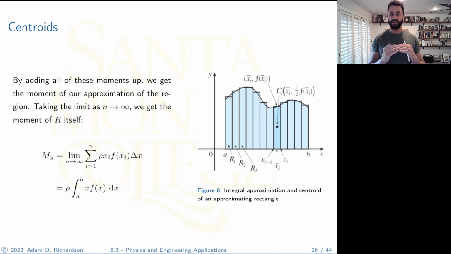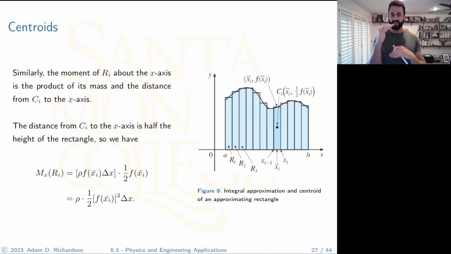All right, now we're going to do the same thing for the moment with respect to the x-axis. Same idea, but now we're going to be measuring to the x-axis. So the distance from this point right here to the x-axis is 1/2 of f of x sub i bar, like we were talking about just a minute ago. Now, what is the mass of the rectangle? The mass is just the density times the area. We've got area times density gives us mass. So the moment is the mass times the distance from the x-axis.